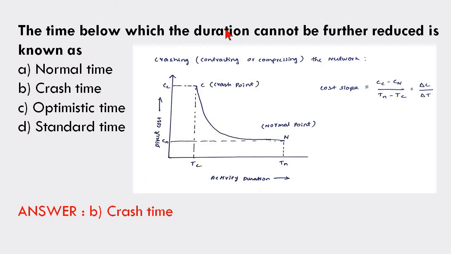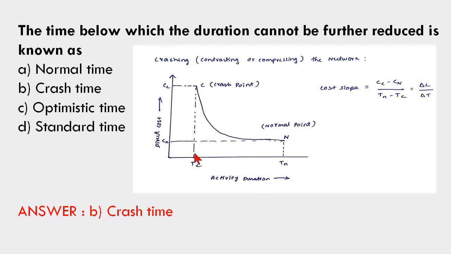This question is also related to the crashing concept. Crashing is also called contracting or compressing the network. If you see this graph, you will get two more points. This one is the crash point, the compression point, and this one is the normal point. This is the normal time of the project. If you compress the project, the maximum compression possible is the crash point. That is called crash time.